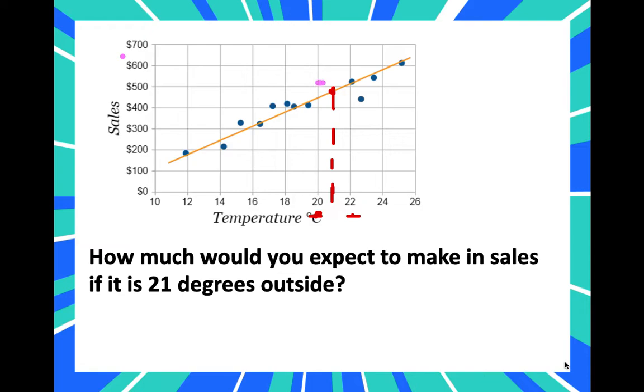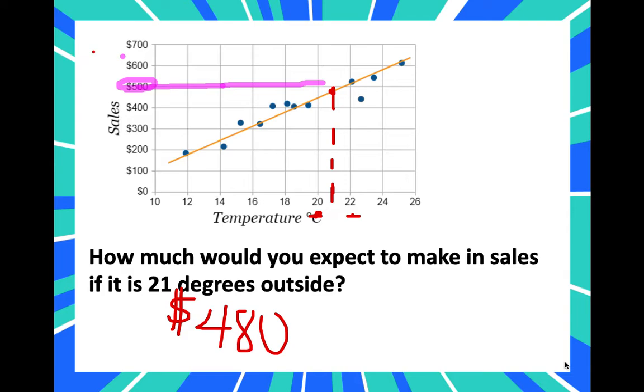Okay, so I know it's really close to this line right here. So if I follow this line, I hit 500. And I know it's a little bit under that 500. So I'm going to say about 475, 480. So I'm going to say $480.